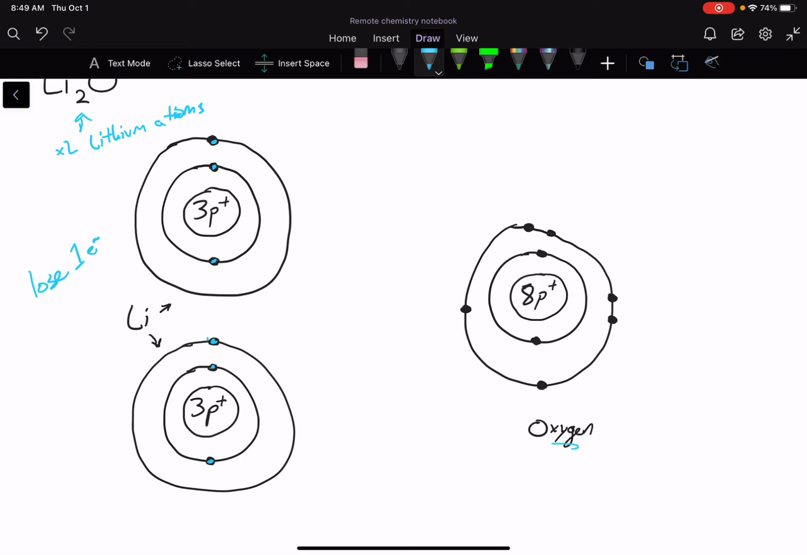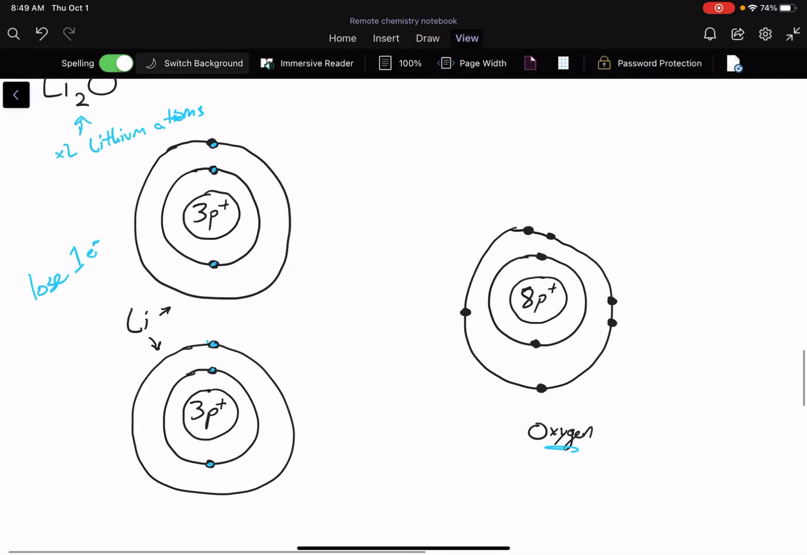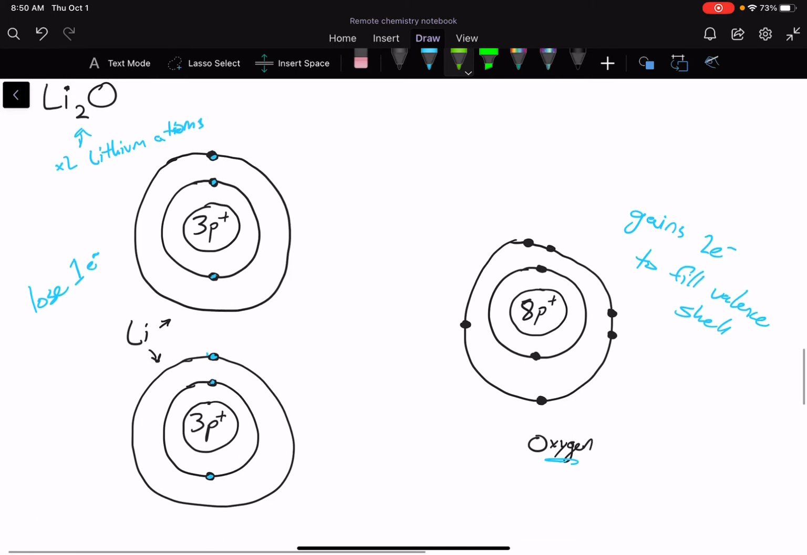Whereas oxygen over here has 6 valence electrons, and so to gain, it would have to gain 2. So this needs to gain 2 electrons to complete its valence shell of 8. So we call that the octet rule. So this needs to gain 2 electrons to fill its valence shell. So again, it's going to kind of be like the same idea as before.